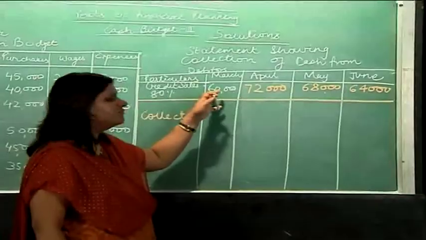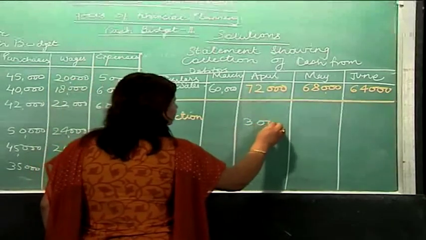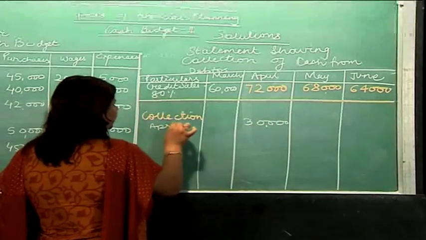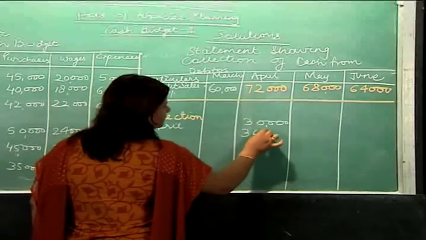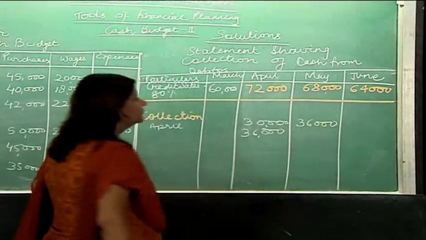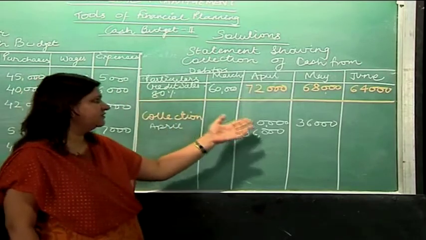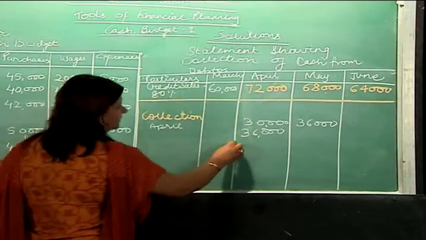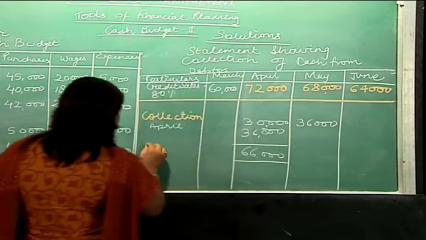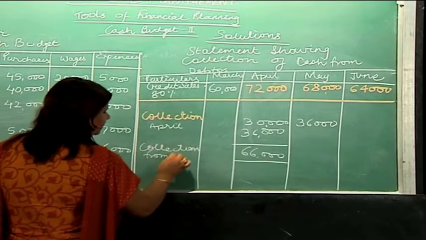It shall be half of the March shall be received in the month of April. So it will be 30,000 and 36,000 of the April will be collected in the month of April itself, while the remaining 36 will be collected in the month of May. So the March 30,000 would have been in the month of March only and remaining 30,000 will be in the month of April. So together they are giving us a figure of 66,000, which is collection from debtors for the month of April.